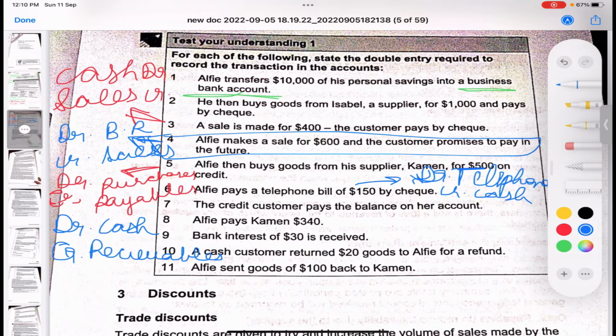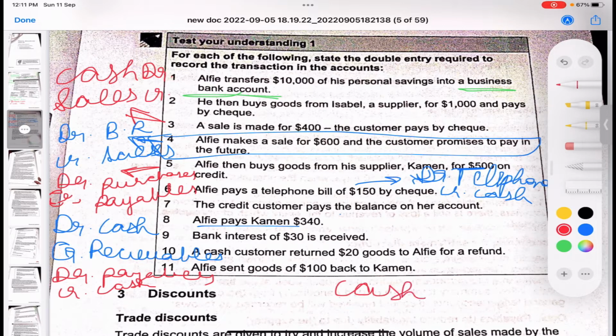Now which one is the next one? Alfie pays Cayman 340. So let's go back to that. He had to pay 500, but he paid 340. So that much gets reduced. So payables gets debited and cash gets credited. So how much is that? It is 340.